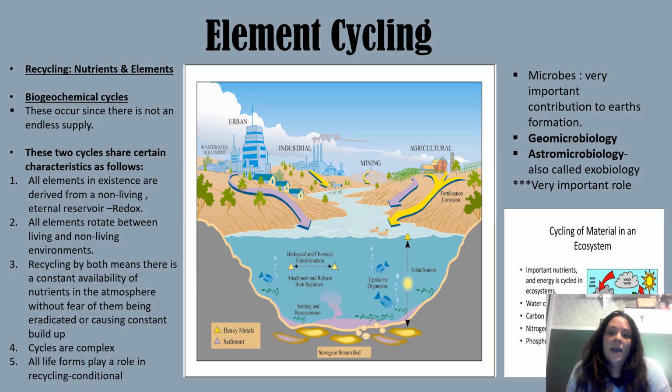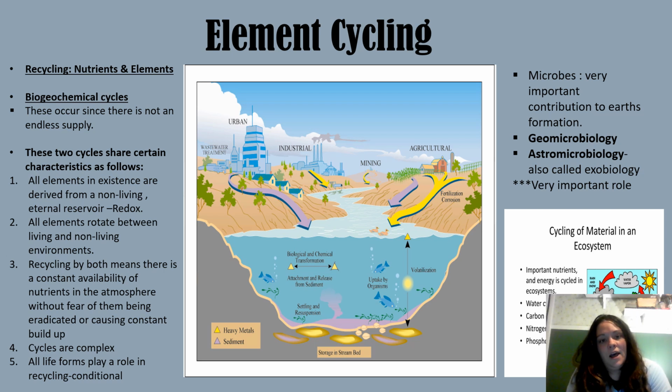Next, we're going to talk about element cycling. This is going to involve recycling of nutrients and elements. Biochemical cycles occur since there is not an endless supply of these natural elements, especially for this area, coal, for example. This is not going to be around forever, so we have to find new alternatives for heating around here as far as that goes.